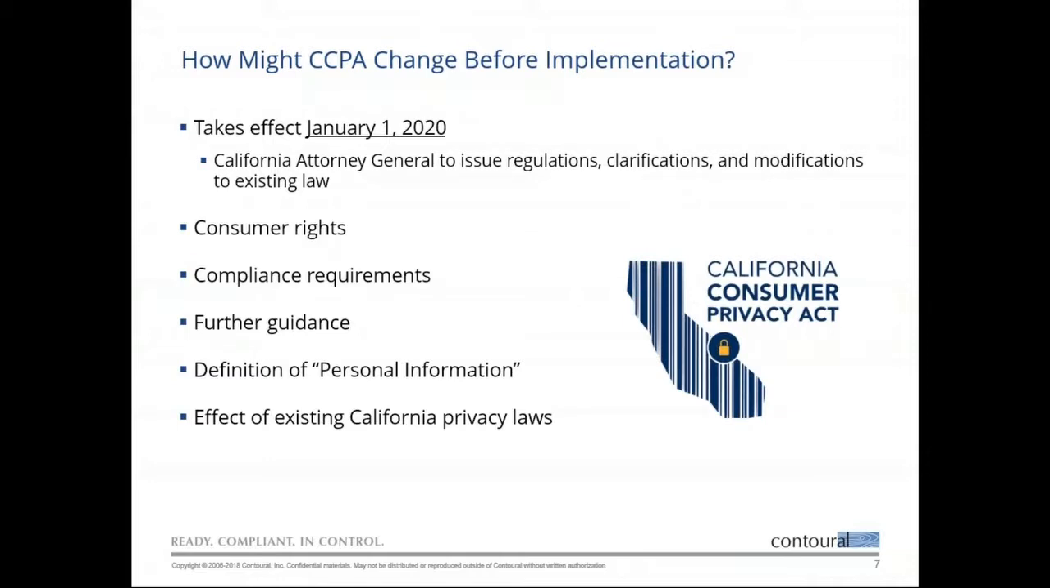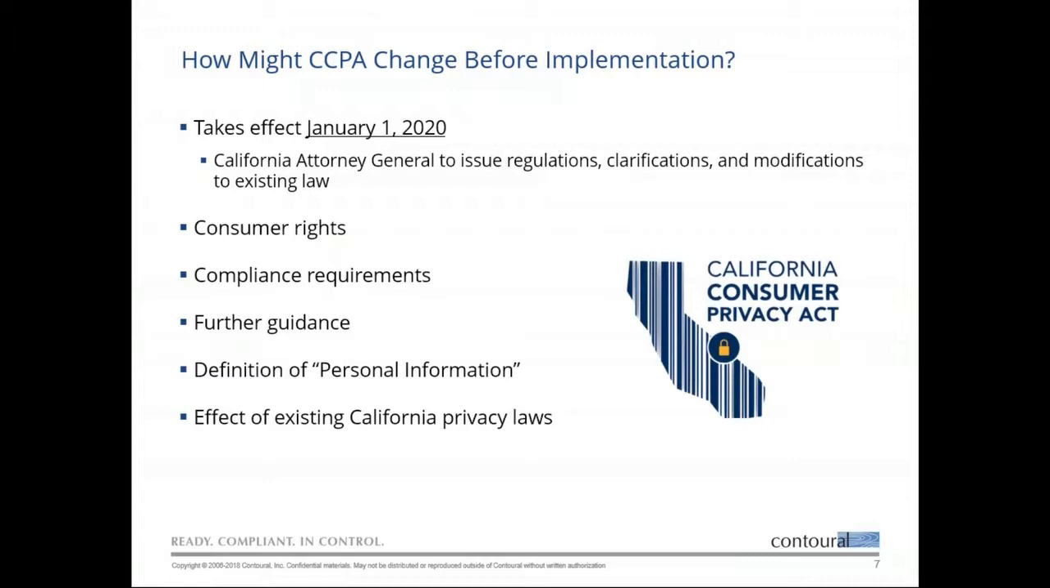Now, we've heard, Tom, that the law that we have today is not the final law. What's going on here? So there's a lot of time before implementation. It's not quite as long as we had before implementation of GDPR. So there's a little bit of a condensed timeline. It takes effect on January 1st of 2020. During that time, the Attorney General of California is going to issue regulations. He's going to clarify the law. He's going to make modifications to existing law. And we expect to see those types of things happening.